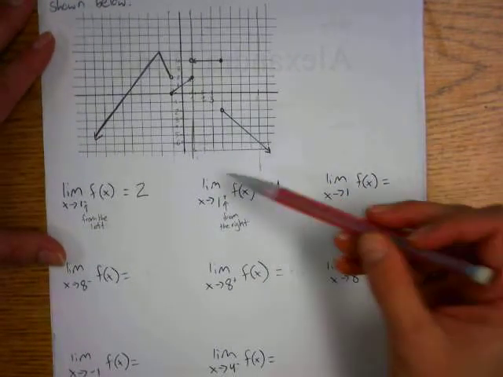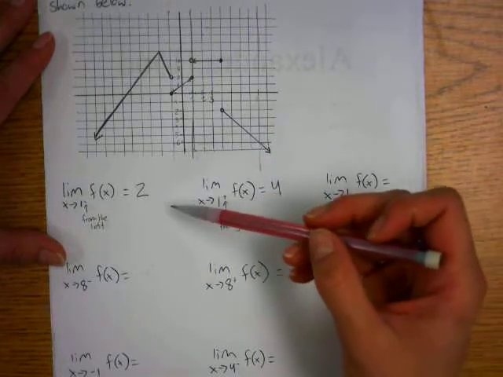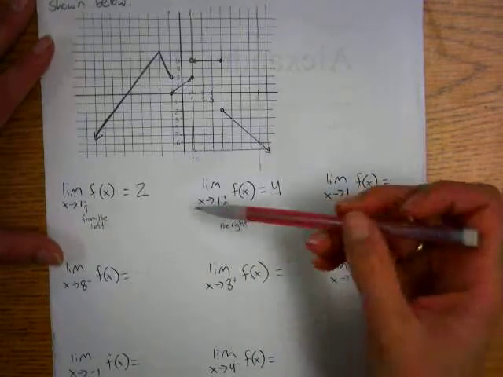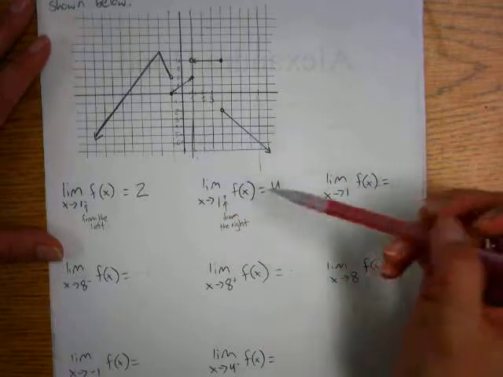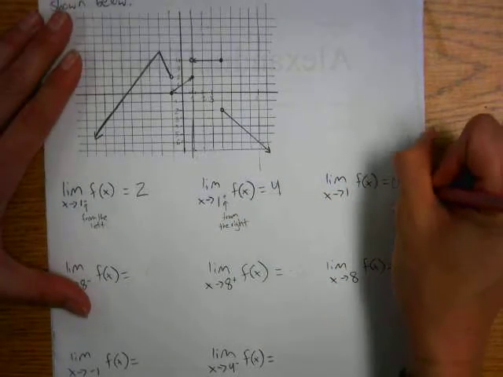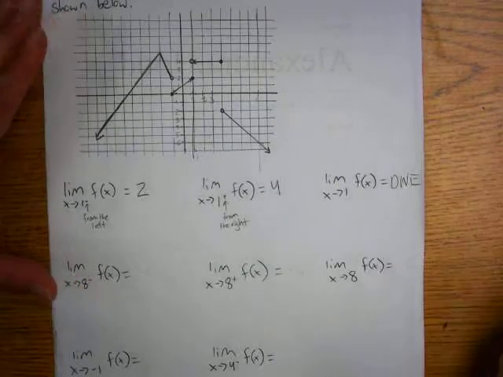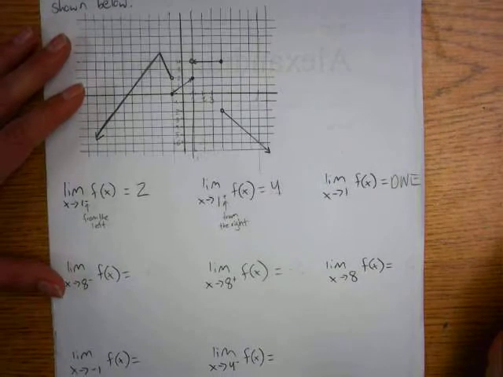Then we need to find the limit as x approaches 1 overall. So like I said, we're now going to be comparing our left and right approach. If these match, if it's approaching the same number, then that's going to be our limit overall. If they don't, like in this case, then we're going to say that our limit does not exist, and you can abbreviate that DNE.